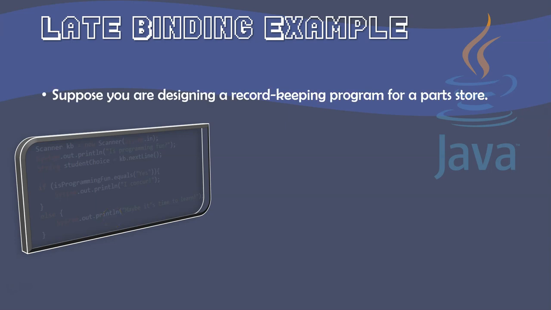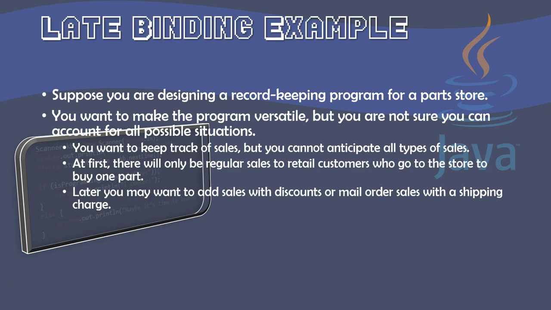Suppose we're designing a record keeping program for a parts store. It can be any kind of parts store that you want. Well, we want to make that program versatile, but we're not sure we can account for every possible situation. So for example, let's say we want to keep track of sales, but we can't anticipate all types of sales. We might just have regular sales at first, which is fine. But later we might have things like discounts or mail orders or web coupons or something like that. Might have a different factor of how all these things work together.